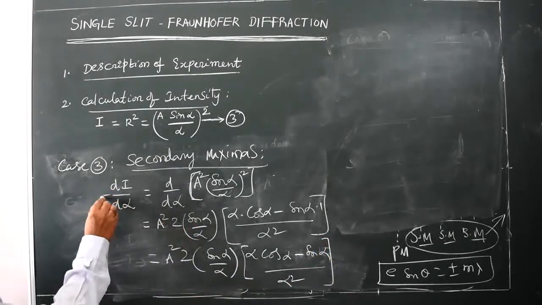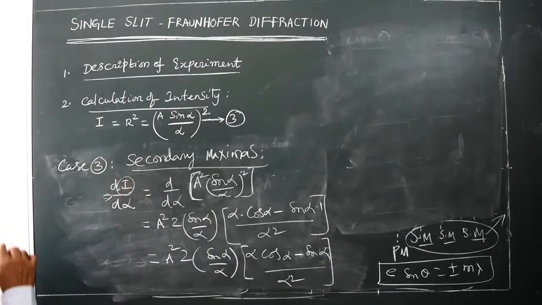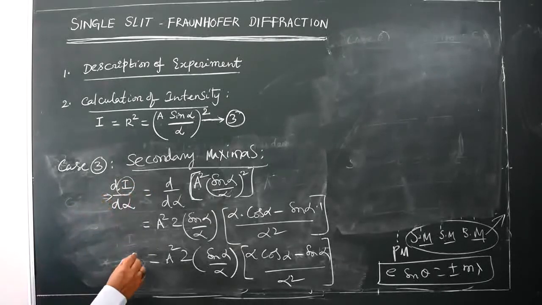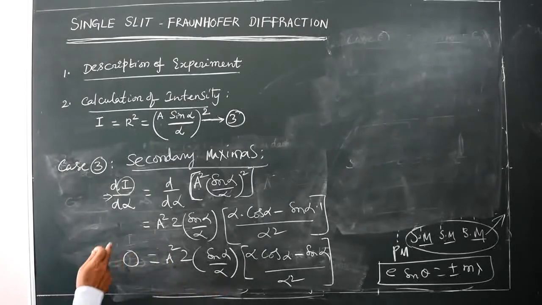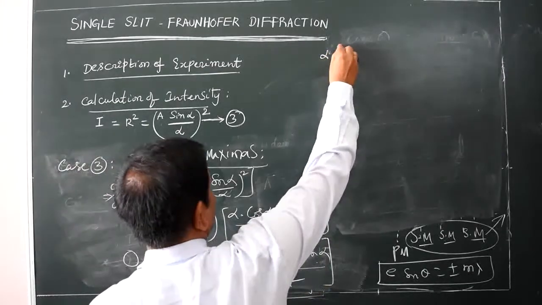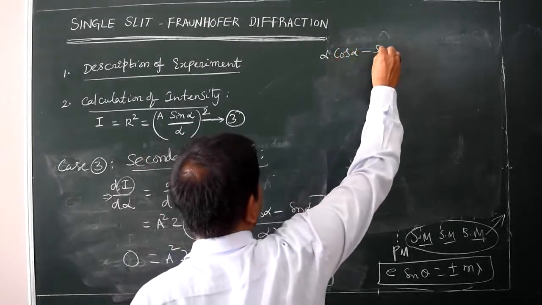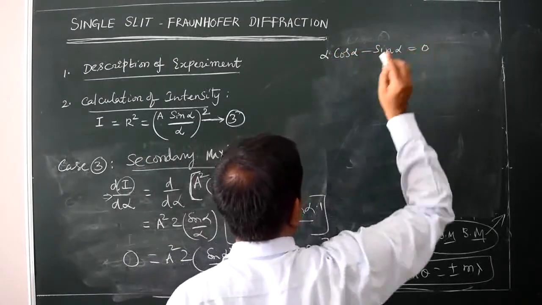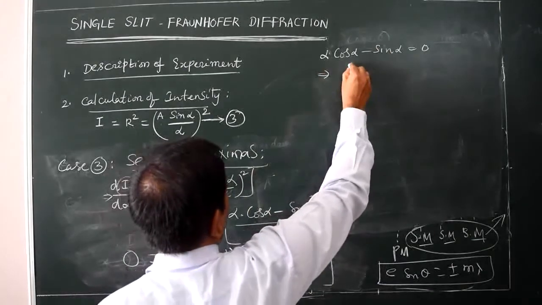But this value is a maximum intensity. You are differentiating the maximum intensity, and its value is equal to 0. So the left hand side, dI by d alpha, is equal to 0. Making that 0, A squared on this side, 0 by A squared is 0, 0 by 2 is also 0, alpha by sin alpha is also 0, and taking alpha squared to this side is also 0. Finally, what is left? Alpha cos alpha minus sin alpha is equal to 0.